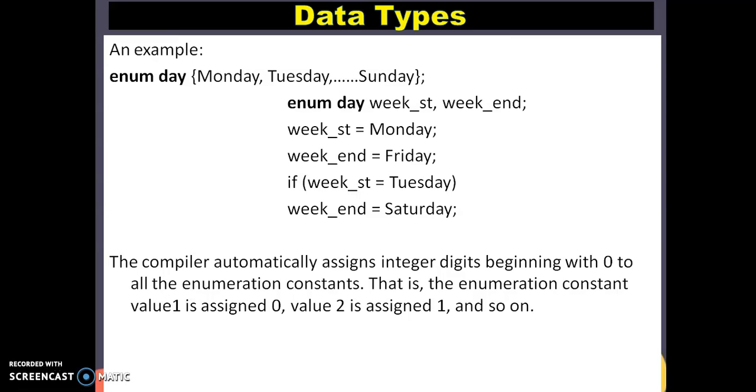The compiler automatically assigns integer digits beginning with 0 to all the enumeration constants. That is, the enumeration constant value 1 is assigned 0, value 2 is assigned 1, value 3 is assigned 2, and so on.